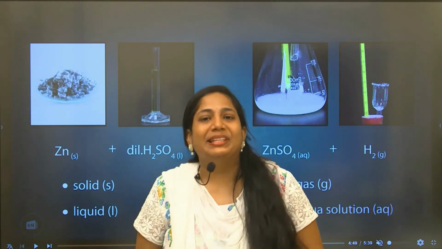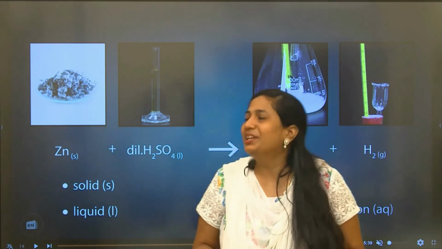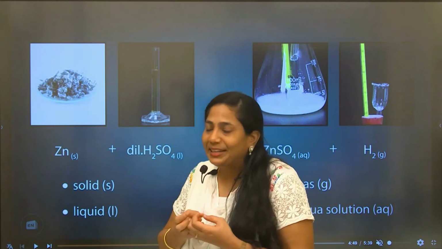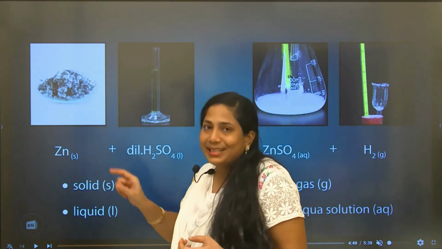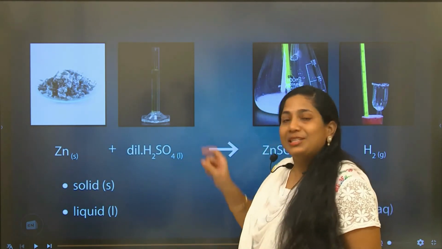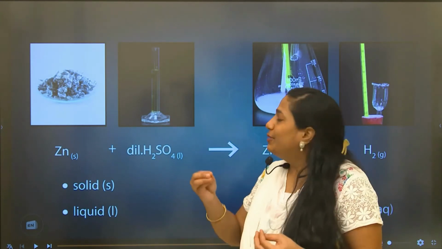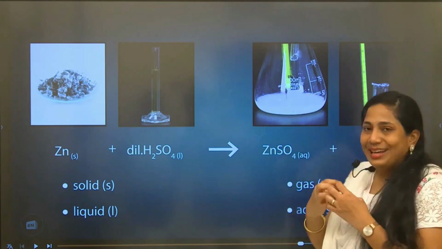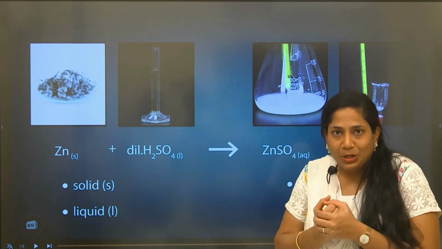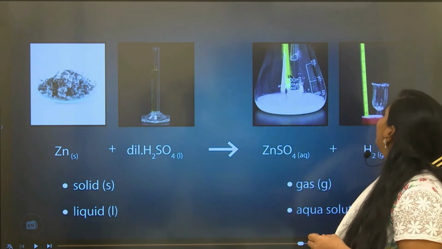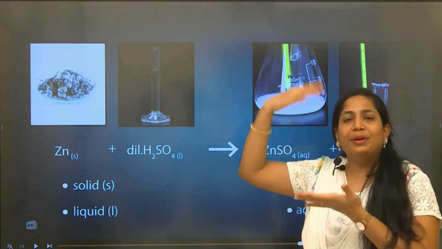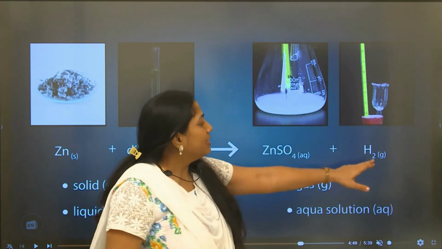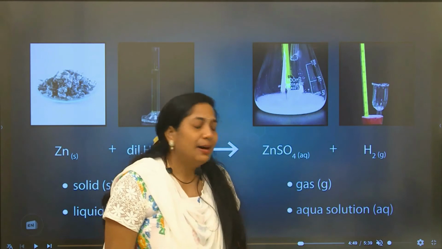Let us consider the same experiment and the same equation, zinc and sulfuric acid. Zinc, that is Zn, is a solid and will be represented with S, and dilute sulfuric acid is a liquid, so we represent that with L. The sulfuric acid reacts and forms an aqueous solution, so that is AQ. And then the gas which got evolved outside, we represent that as H2 hydrogen gas, G, which will be represented with the up arrow indication.